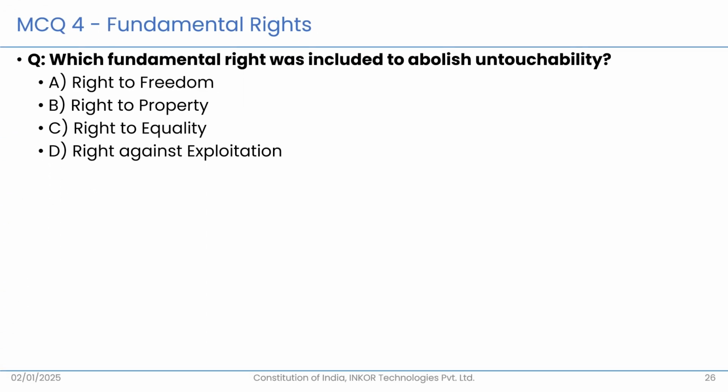Next question. Which fundamental right was included to abolish untouchability? Your options are A. Right to freedom, B. Right to property, C. Right to equality, D. Right against exploitation. Choose the right answer.